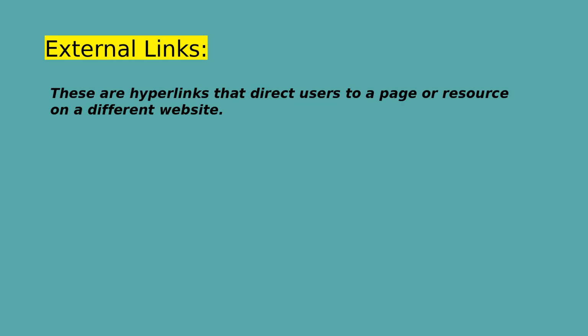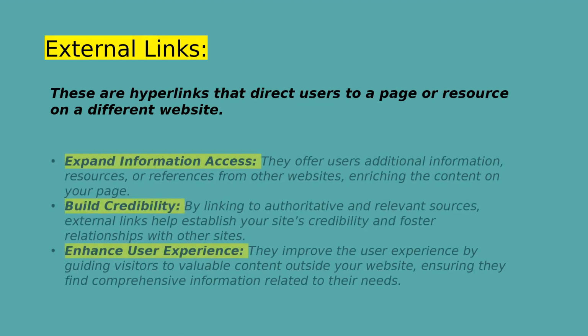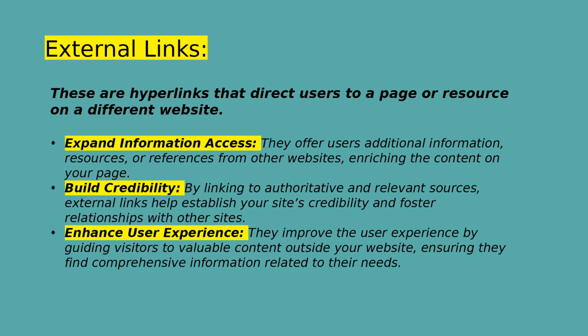External links. These are links that point to a page or resource on a different website. They provide additional information, resources, or references from other websites. This can be used to build relationships and credibility by linking to authoritative and relevant sources. It also enhances user experience by guiding them to useful content outside your website.